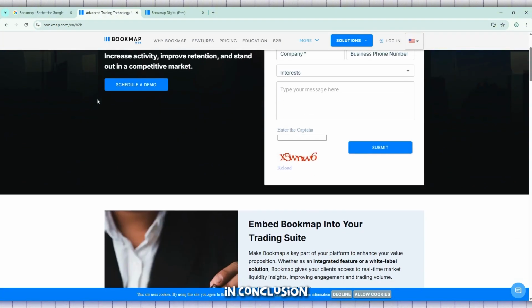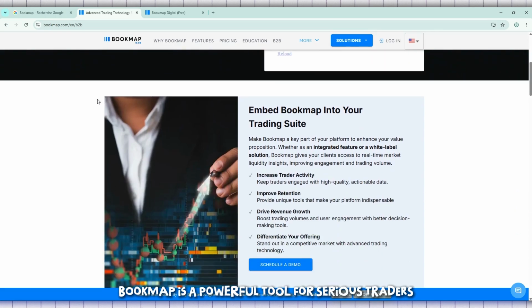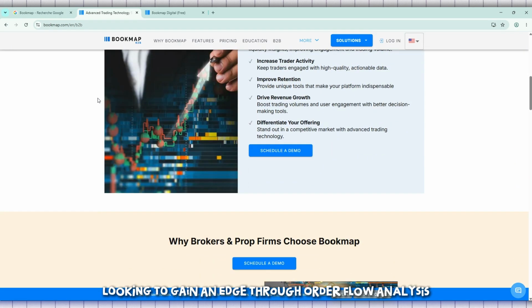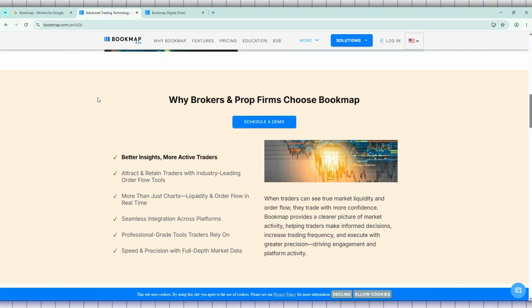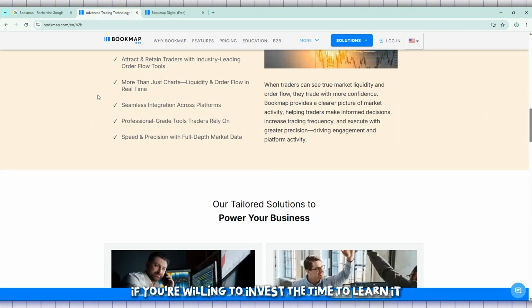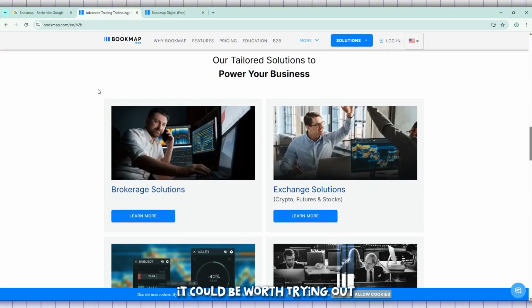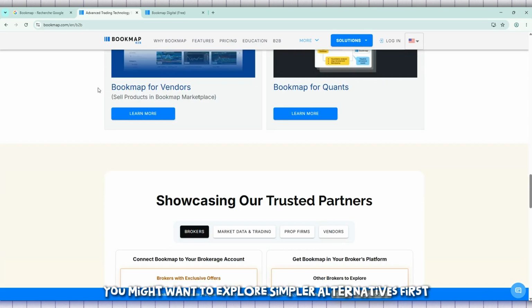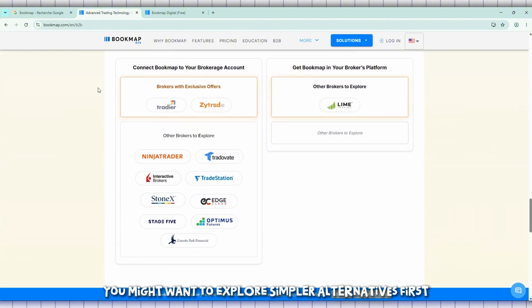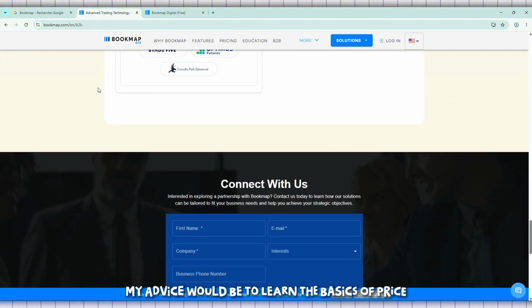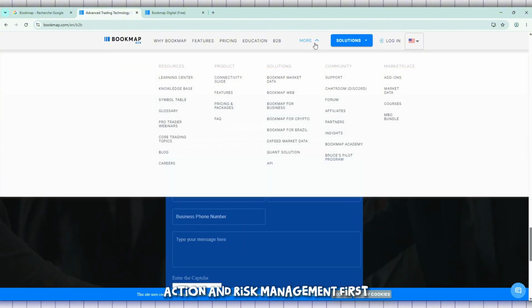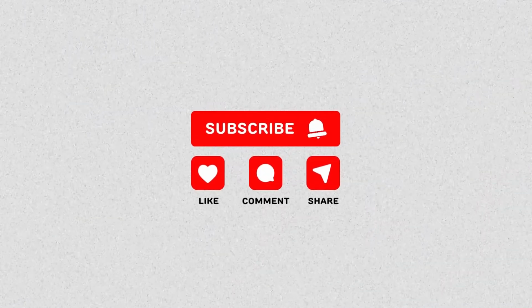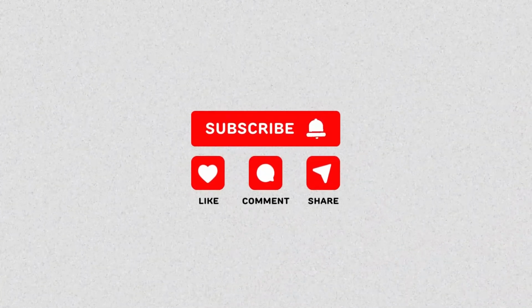In conclusion, Bookmap is a powerful tool for serious traders looking to gain an edge through order flow analysis. If you're willing to invest the time to learn it, it could be worth trying out. But if you're just dipping your toes into trading, you might want to explore simpler alternatives first. My advice would be to learn the basics of price action and risk management first, then use Bookmap as an advanced tool to support your decisions rather than relying on it alone.